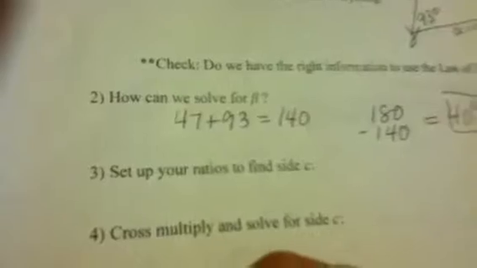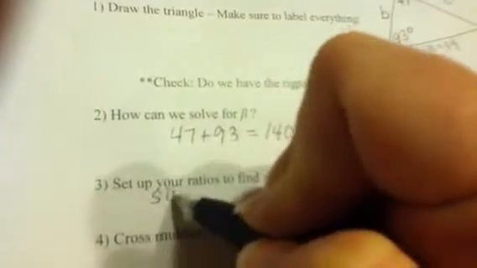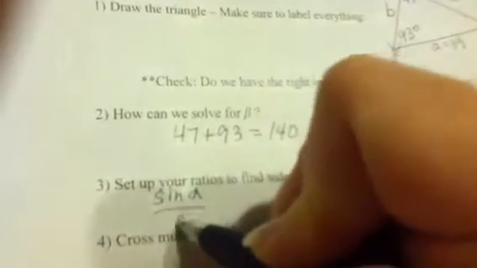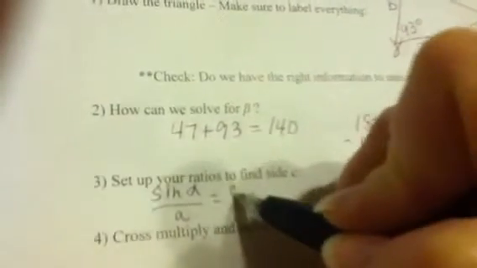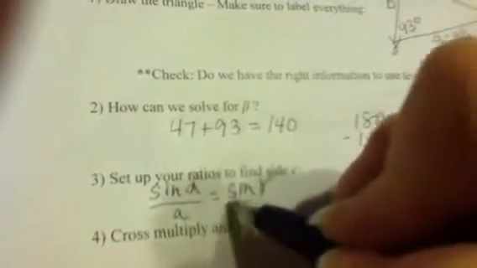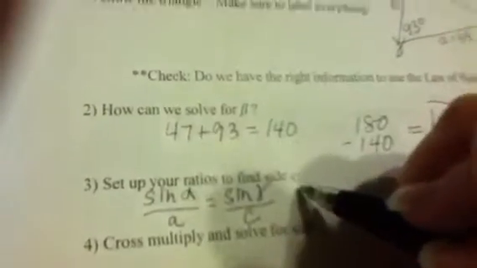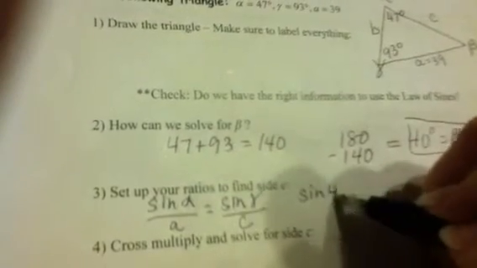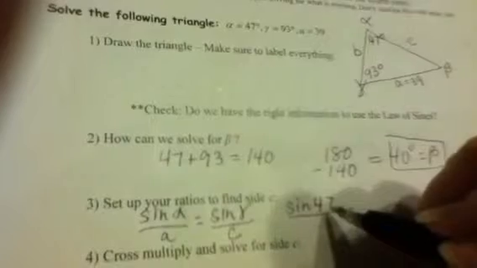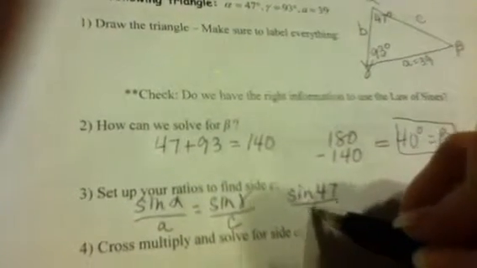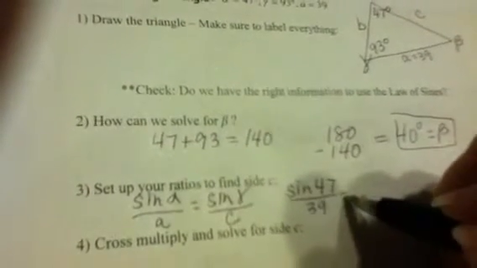Okay, so now we're going to use law of sines to set up our ratios and find side C. So we're going to use the sine of alpha over A equals the sine of gamma over C. So let's plug in what we know. We know that alpha is 47, so we're going to do sine of 47, and we know that A is 39, so over 39 equals the sine of gamma, gamma is 93, over C.